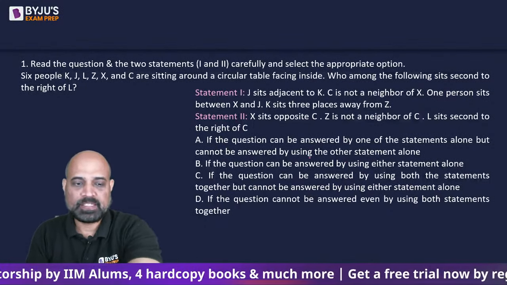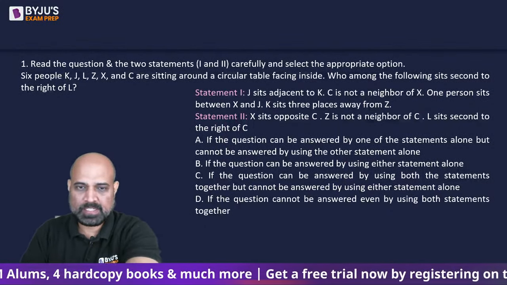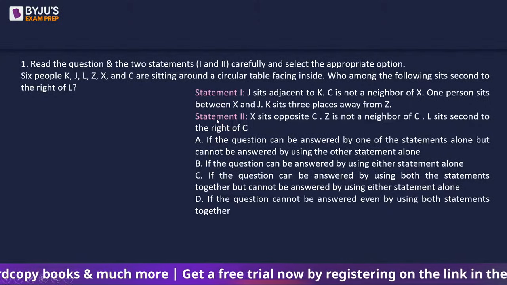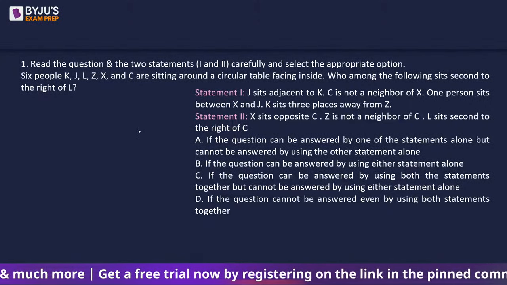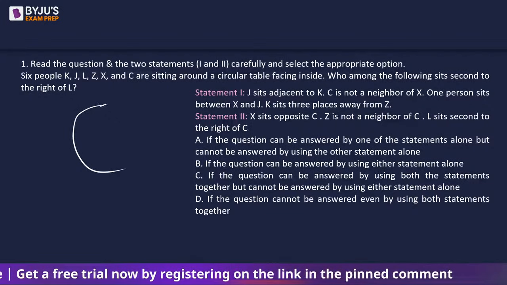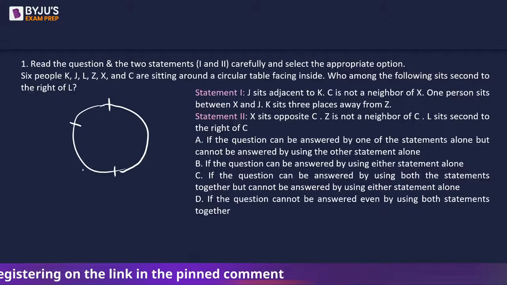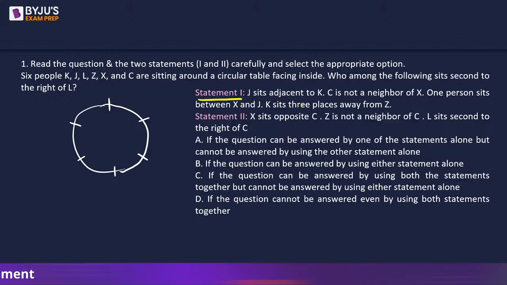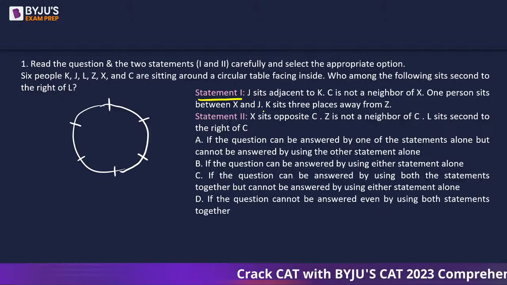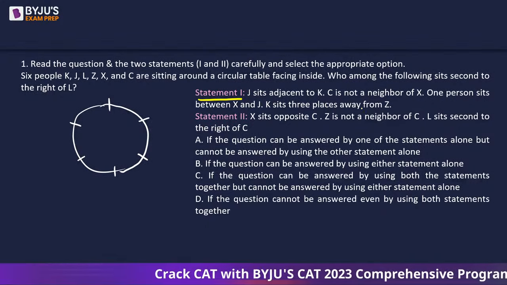I will need space, so what I will do is I'll hide myself so that we have enough space here. Okay. So this is a circular table and there are 6 people sitting. They all are facing inwards, right? Okay, let's use statement 1. J sits adjacent to K. Now whether it is left or right, we don't know that, so leave it as such. C is not a neighbor of X. One person sits between X and J. K sits 3 places away from Z.